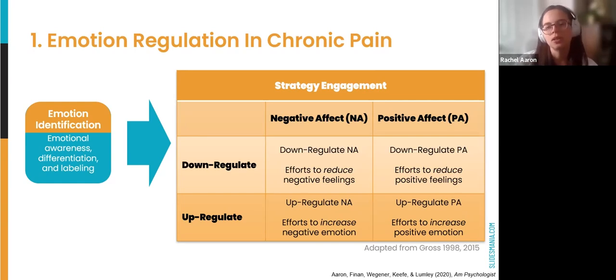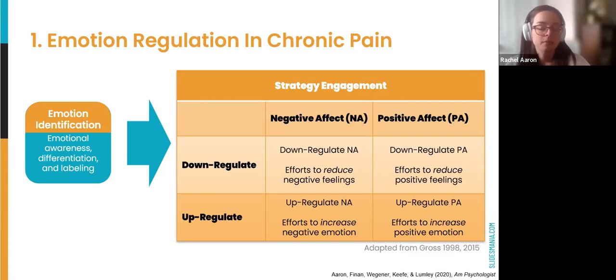And then at that point, you can consider different types of strategies to select and implement to then try to change that feeling. And when you are endeavoring to change your feeling, there's a few different things you could do. You could downregulate, meaning feel less of something, or you could upregulate, meaning feel more of something. And you can regulate your negative affect or negative emotion, and you can regulate your positive affect and positive emotion. So when we put those things together, there are four things that we could regulate. We could try to downregulate negative affect, which means feel less bad. That makes sense. We could try to upregulate positive affect, so feel more good.